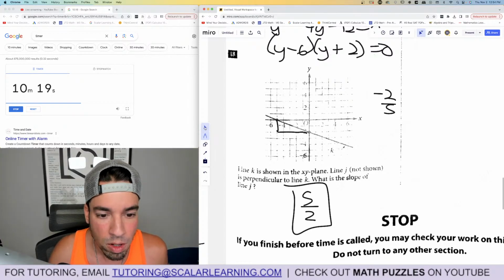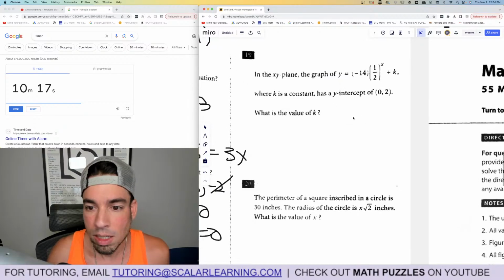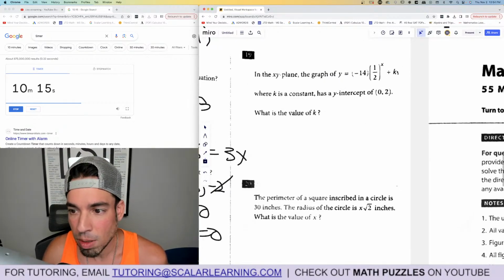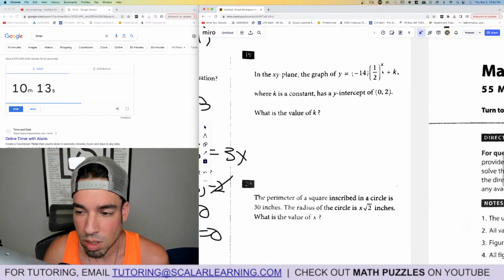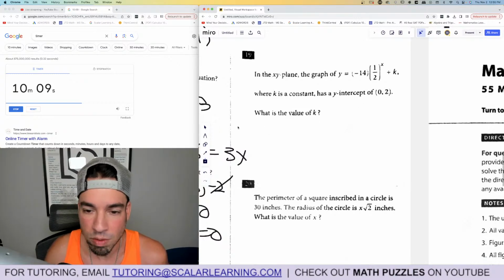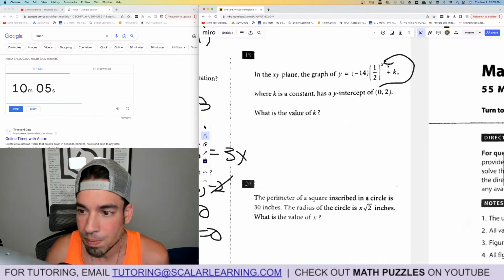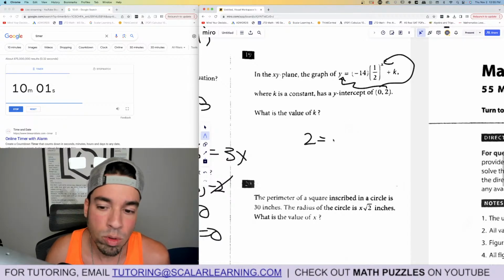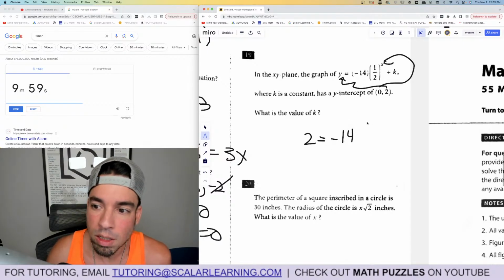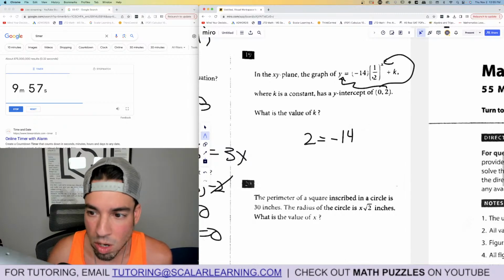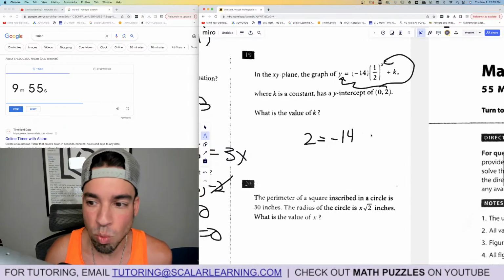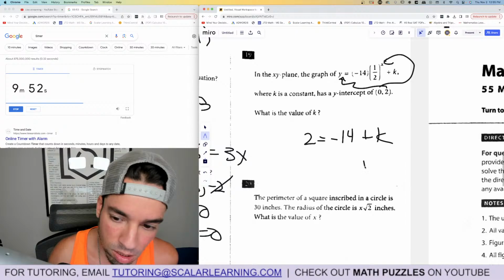Boom, done. Number 19. In the xy plane, the graph of blah, blah, blah. So it's an exponential where k is a constant, has a y-intercept of (0, 2). What's the value of k? Okay, let's plug and chug. So they said (0, 2) for y. So 2 equals negative 14 times 1/2 to the 0th power. That's just 1, plus k. Add 14 to the other side, k equals 16.